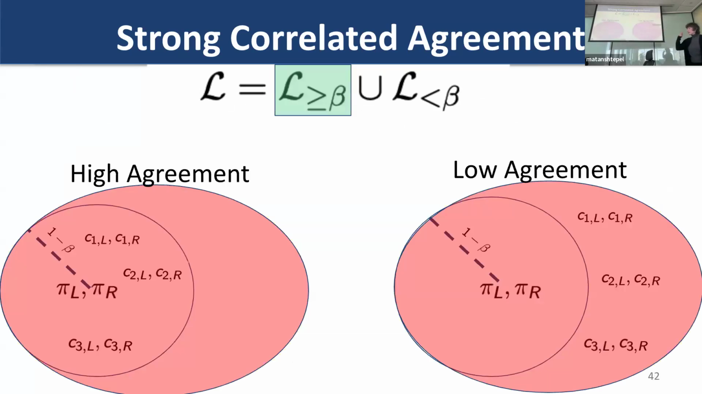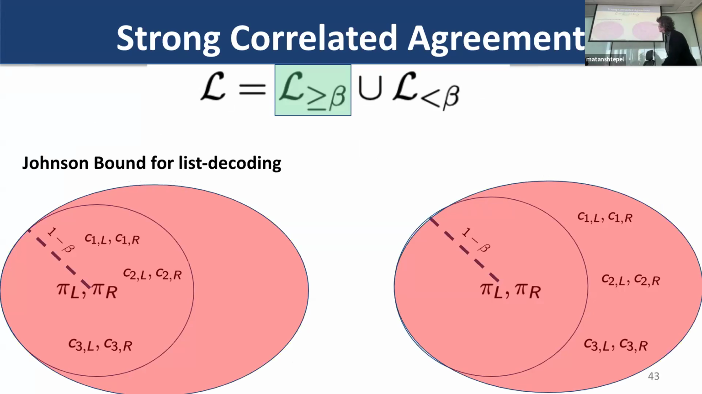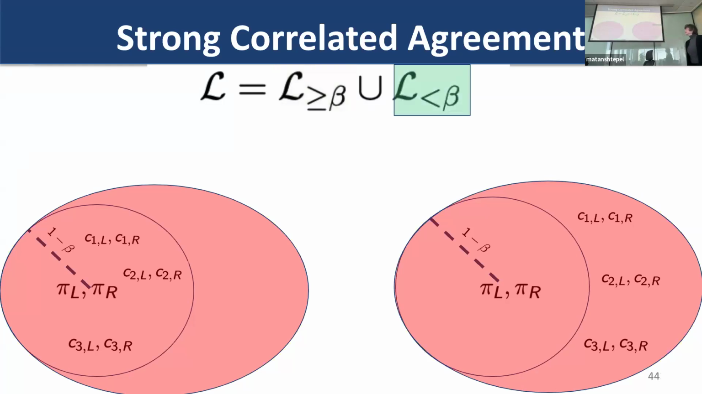So we're going to split our list of code words into two categories: either they are a high agreement code word or a low agreement code word. If it is a high agreement code word, then we can use the Johnson bound for list decoding once again, because it turns out the set of code words this close to those vectors is polynomial, and this is a subset of that. So we can automatically bound this by 1 over epsilon. The harder thing to do is to bound the low agreement set of code words.